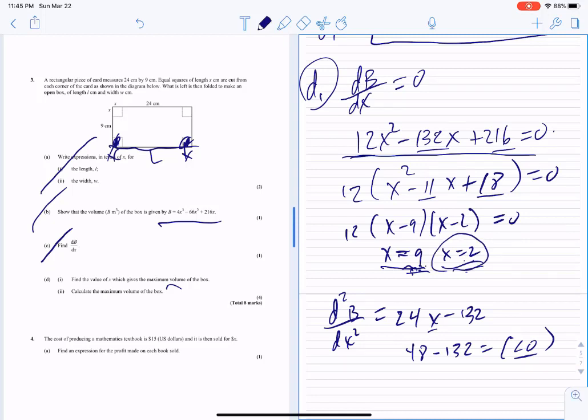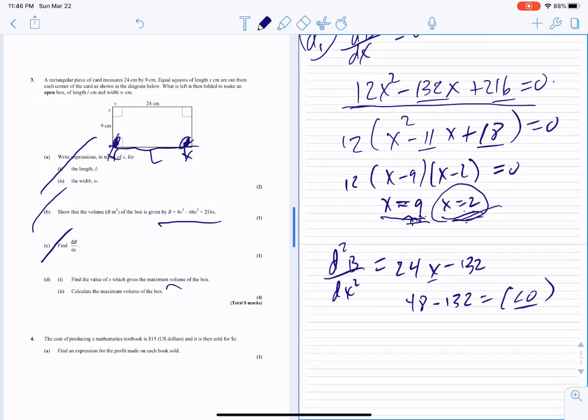If I were to plug in the 9, it will actually minimize my volume because the second derivative will be positive, which means what? The graph would be concave up and there would be a minimum point. So this is the real key here: when your second derivative is negative, it's a maximum. When your second derivative is positive, it's a minimum. Okay? So the 2 will give me the maximum volume.